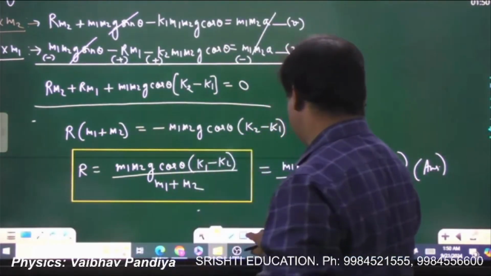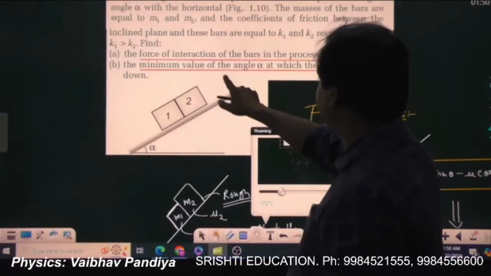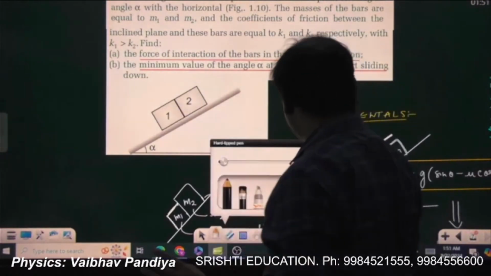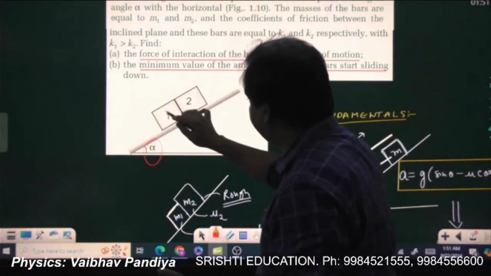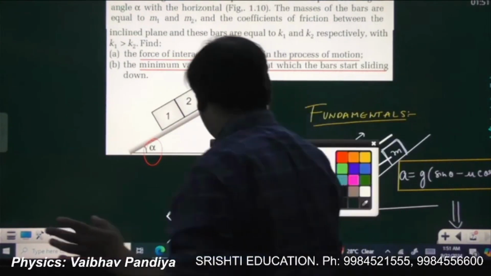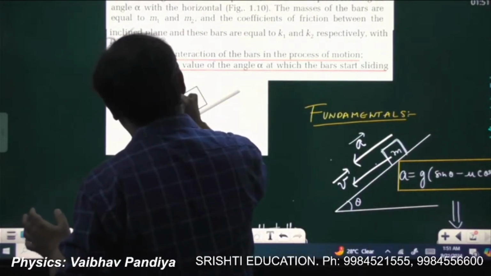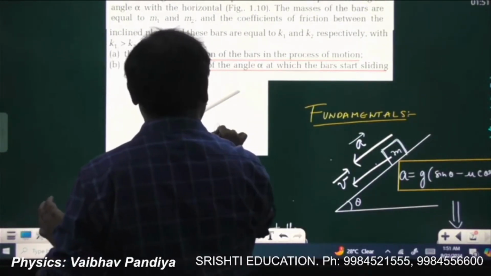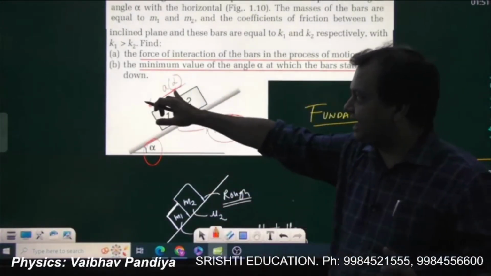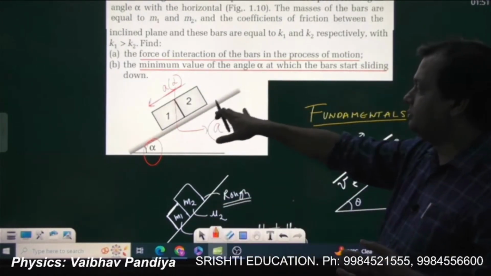Now, the second object of the problem is, okay, what is the minimum value of alpha at which the bars start sliding down? So you have to find the minimum value of this alpha for which it will start sliding down. Okay. So what will be the approach? What will be the fundamental for this part? First, find the expression of acceleration in terms of alpha. And for the minimum value of alpha, this acceleration will be 0. So for the second part, the goal is to first find the common acceleration in terms of alpha, and then for the minimum value of sliding alpha, we will put a to be 0.